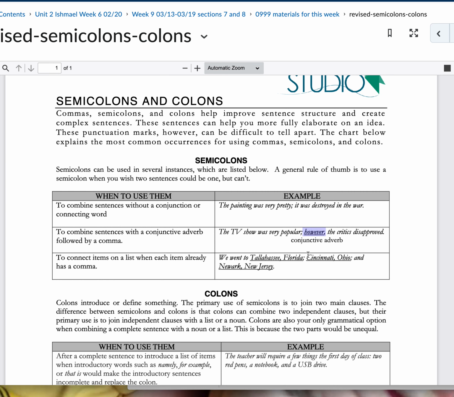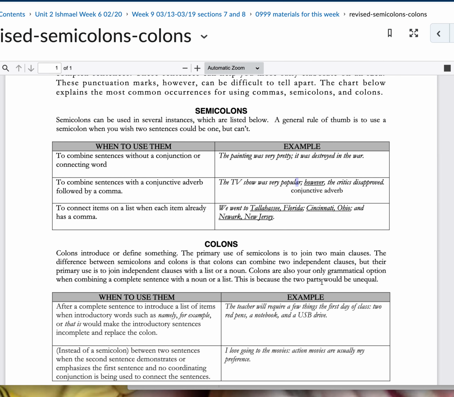But if you want to think about it a little bit more, akin to what you've been doing so far in this class, it's working as an introductory word or phrase at the beginning of this second sentence. So it's got to have a comma after it because it's almost acting like an introductory phrase before the subject. But because we have two complete sentences that we're combining together, you need this semicolon right here because technically this is a complete sentence with an introductory word, and this is a complete sentence. So we're putting them together, semicolon.